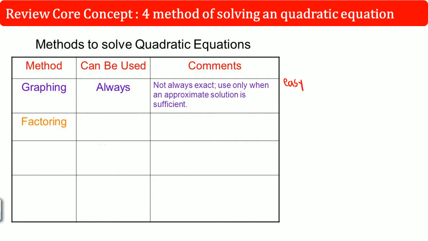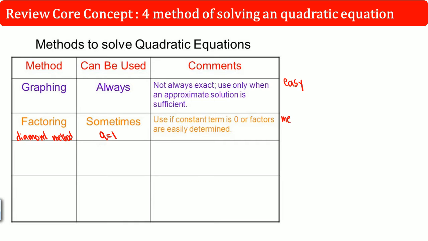Second is going to be the factoring method, and the one that I show you is going to be the diamond method of factoring. This sometimes works, and the criteria of it is when a equals 1. Also, please understand that if the constant term is 0 or factors are easily determined. Also understand that this is going to be medium level difficulty.